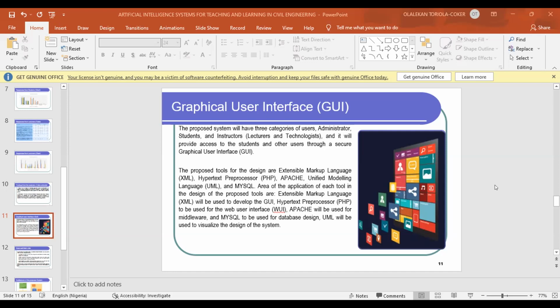MySQL. That is the area of application of each tool in the design. Extensible Markup Language will be used to develop the graphical user interface, and the Hypertext Pre-processor can be used for the web user interface. Apache will be used for middleware, and MySQL for database design. UML will be used to visualize the design of the system.